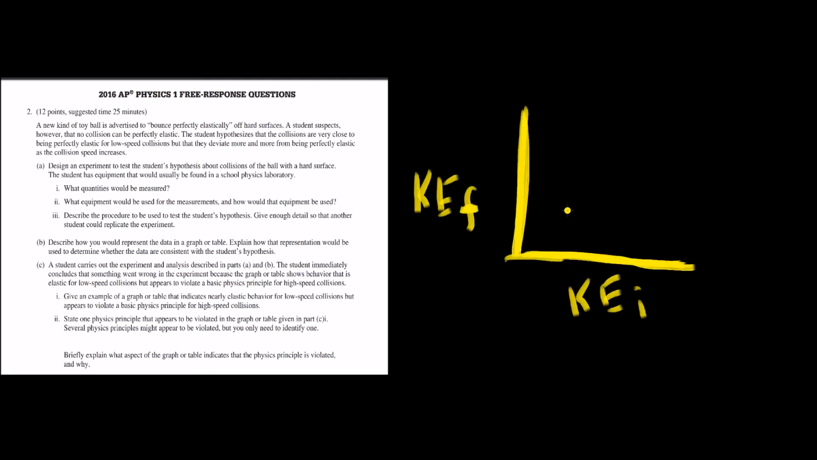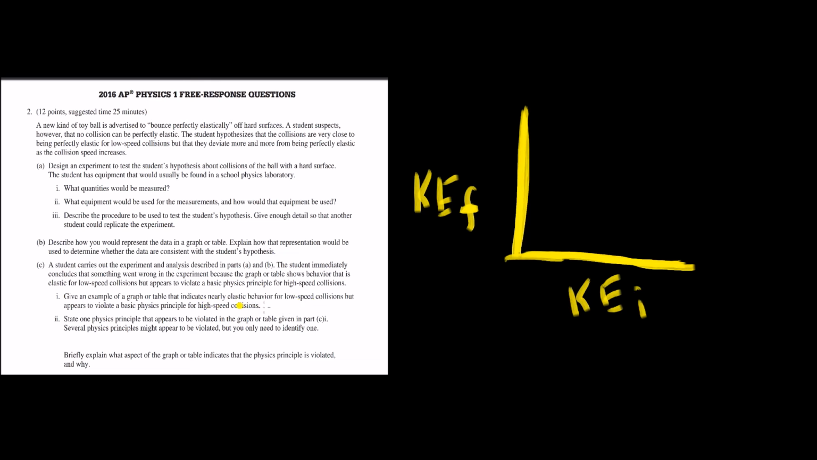Okay, let's take a look at part C. A student carries out the experiment analysis described in parts A and B. The student immediately concludes that something went wrong in the experiment because the graph or table above shows behavior that is elastic for low speed, but appears to violate a basic principle for high-speed collisions. So give an example of a graph or table that indicates nearly elastic behavior for low-speed collisions, but appears to violate a basic physics principle.